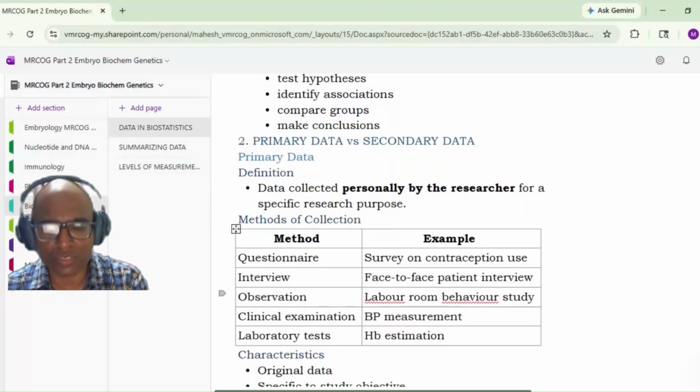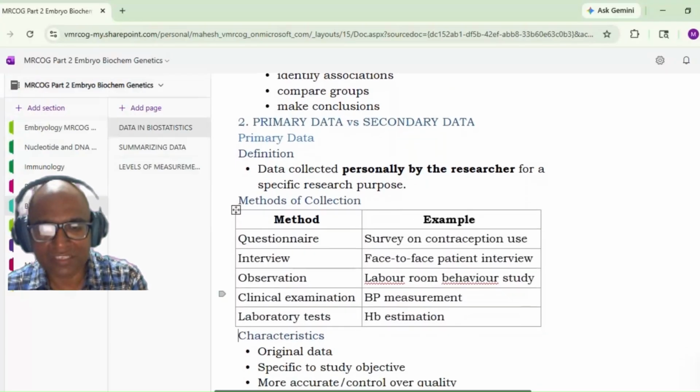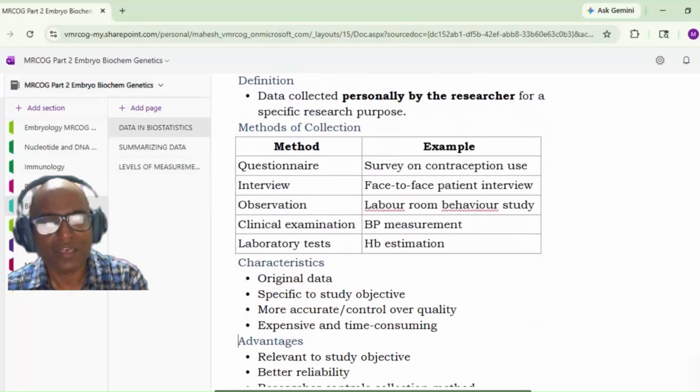There will be questionnaires, such as a survey on contraception use. There can be interviews, maybe face-to-face or patient interviews, and then the data will be collected. Then there may be certain observations, like a labor room behavior study. Then there might be clinical examination, like blood pressure measurement, where the values will be collected. There may be lab tests such as hemoglobin estimation, etc.